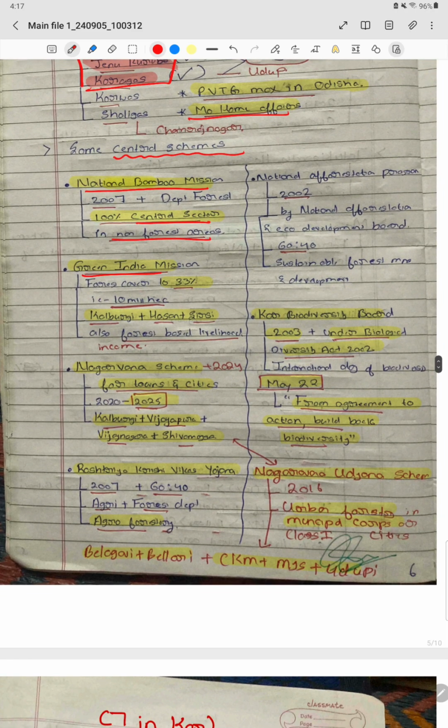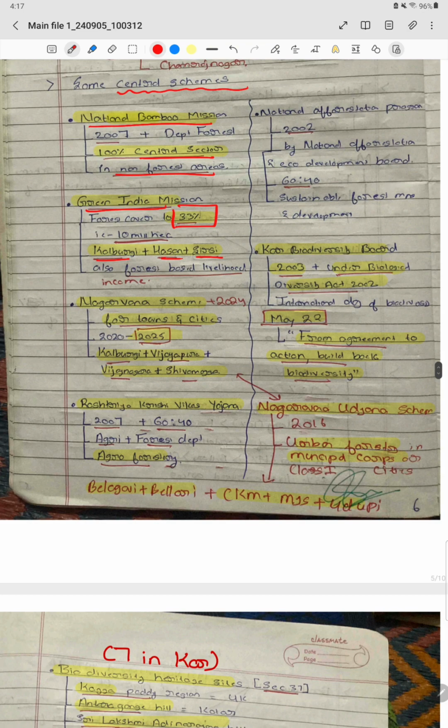Then we have the Green India Mission. This is very popular. It aims to increase the forest cover to 33%. Basically it is being implemented in the districts of Kalburgi, Hassan, Sirsi. Then we have the Nagaravana scheme. So what is this Nagaravana scheme? This is a scheme which is recent, in 2024. It is basically for towns and cities, and will be run from 2020 to 2025, and it is mainly being implemented in Kalburgi, Vijapur, Vijayanagar, and Shimoga.